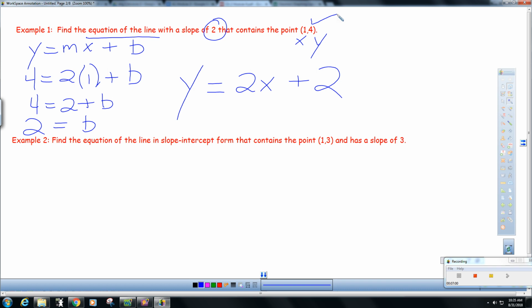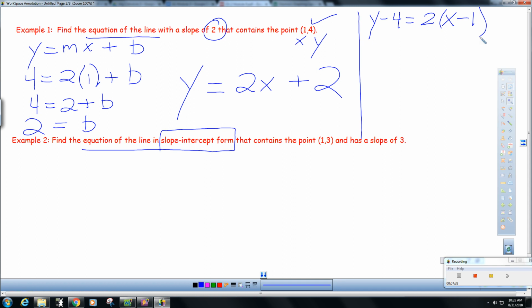Okay, example 2. Find the equation of a line in slope-intercept form. All right. Well, I wish they would have just let us... Oh, shoot. Another way we could have done this one up here is just... It didn't tell us how to write it. We should have just went y minus 4 equals 2 times x minus 1. That would have been so much easier. So much easier. This is also the right answer to the first question.